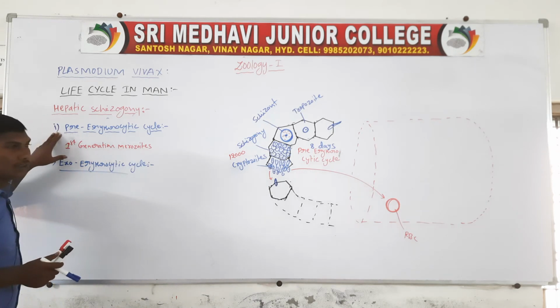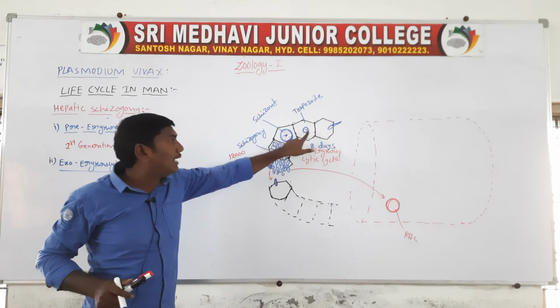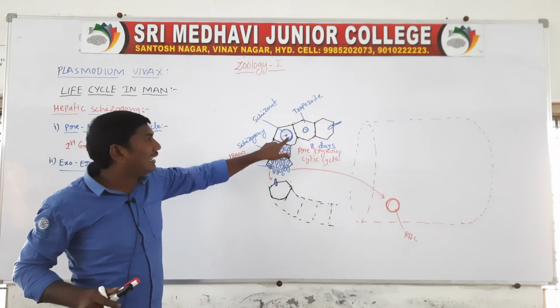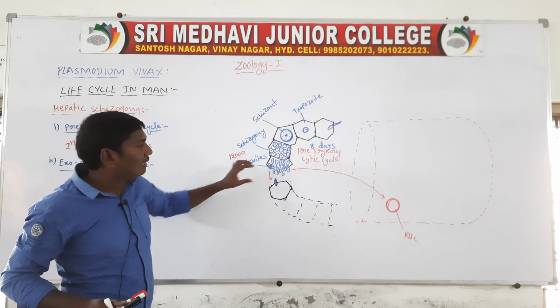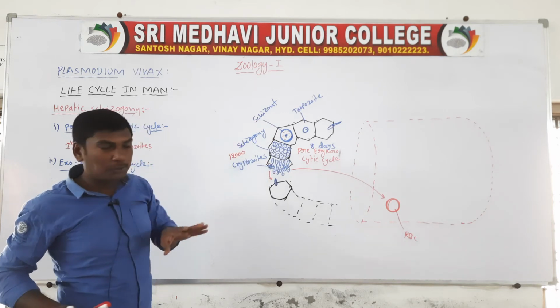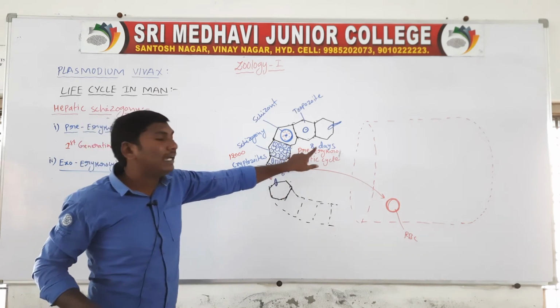First one, pre-erythrocytic cycle. The first step, the sporozoite entering into the liver cell, converting to the trophozoite stage, increasing size, schizont stage. Next one, schizogony. Finally, the liver cell bursting, releasing 12,000 cryptozoites. So these are called the pre-erythrocytic cycle. This entire process is completed in 8 days.